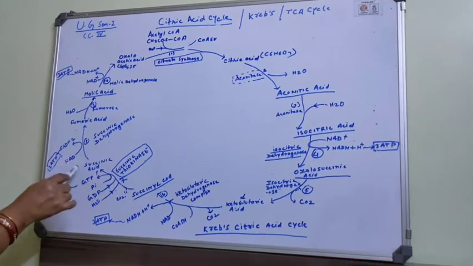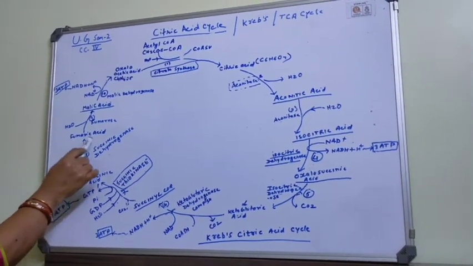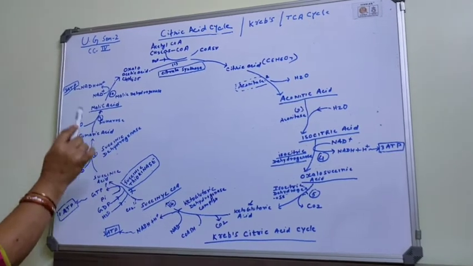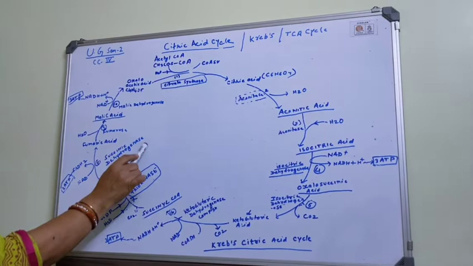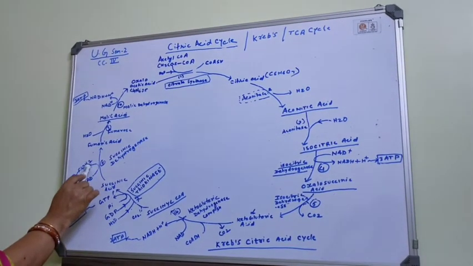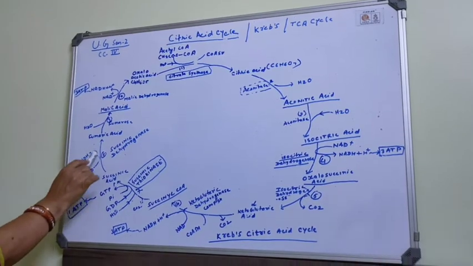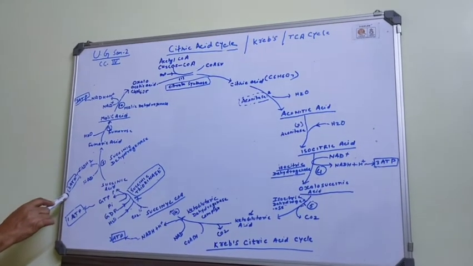In the next step, this succinic acid is converted into fumaric acid in presence of succinic dehydrogenase. Here, FAD is reduced to form FADH2 and 2 molecules of ATP are released.